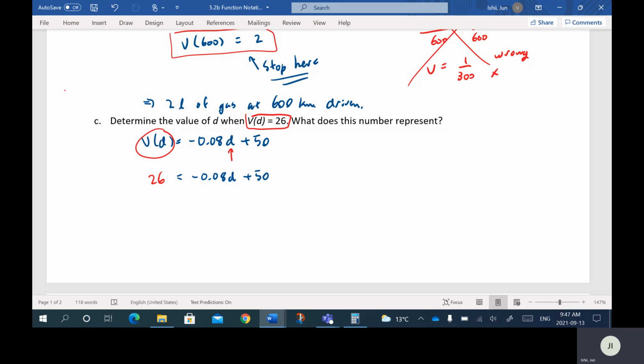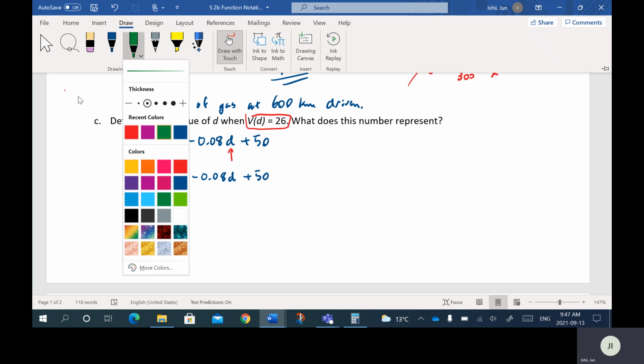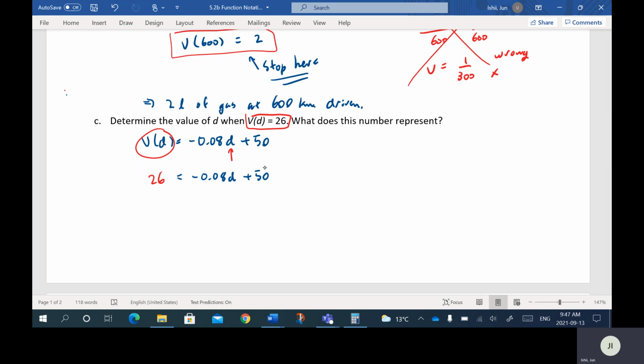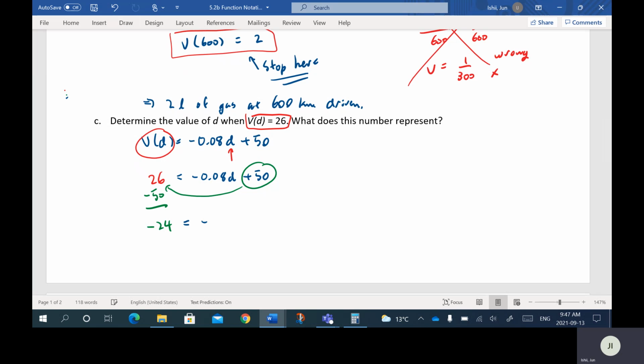And what would we have here? We have an equation to solve. That's why we spent some time in the Math Mind review going over how to solve equations. Hopefully you can solve these. In order to solve it, the first step is I'm going to move the 50 over to this side. That's minus 50. So over here I get negative 24 equals negative 0.08 d.